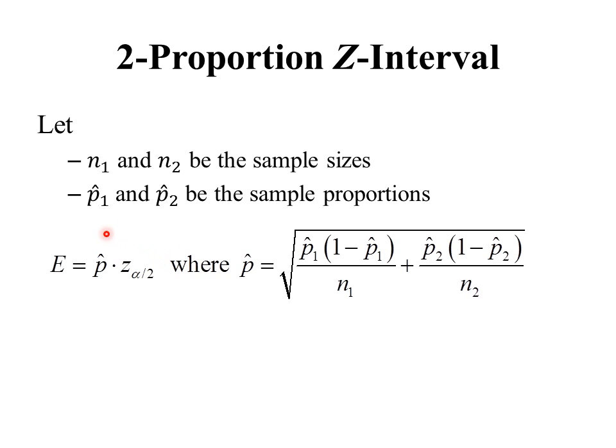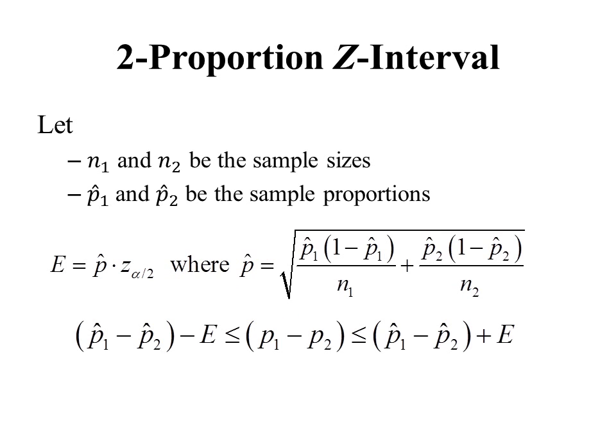And then p hat is given by this rather nasty looking formula right here. Okay. So once we calculate the margin of error, we calculate our confidence interval estimate of P1 minus P2 using this formula right here. So we start off by calculating the difference between our two sample proportions. This number right here is a point estimate of our difference of P1 minus P2.